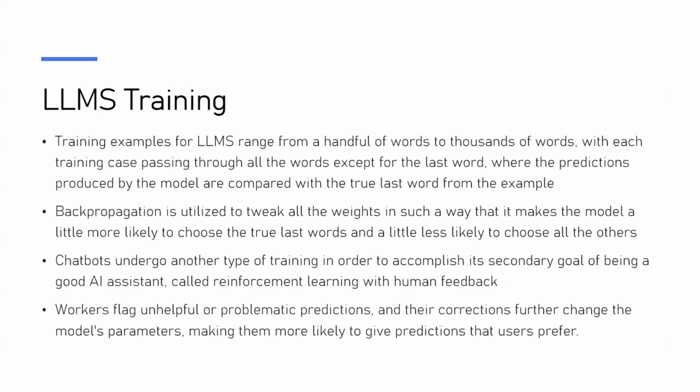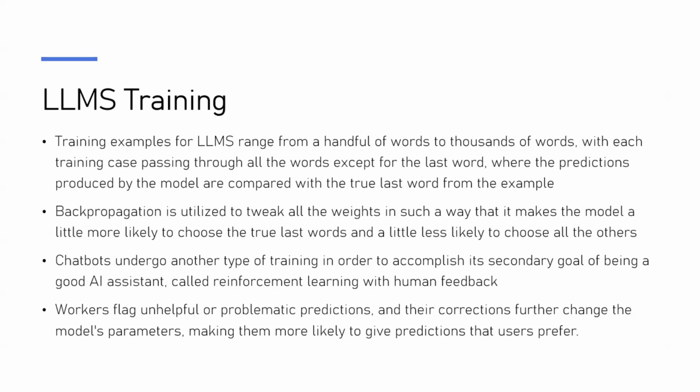Now, when it comes to LLMs, training examples for large language models range from a handful of words to thousands of words, with each training case passing through all the words except for the last word, where the predictions produced by the model are compared with the true last word from the example. Backpropagation is utilized to tweak all the weights in such a way that it makes the model a little more likely to choose the true last word and a little less likely to choose all the others.